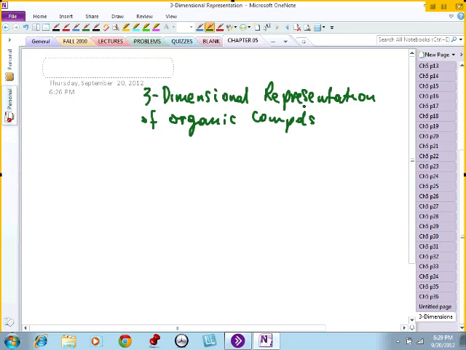Now, let me write this from your perspective. I'm going to assume that I'm sitting where you are. So you say that hydrogen is to my right, right? So I have carbon here, and if you say hydrogen is to my right, I will do this.